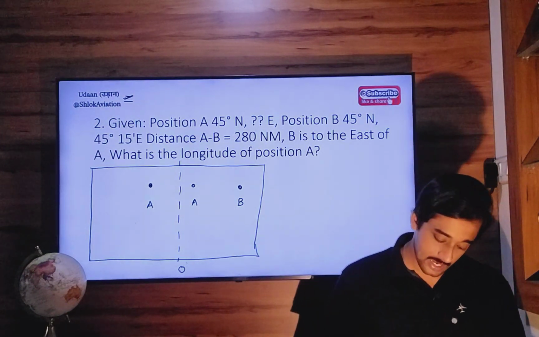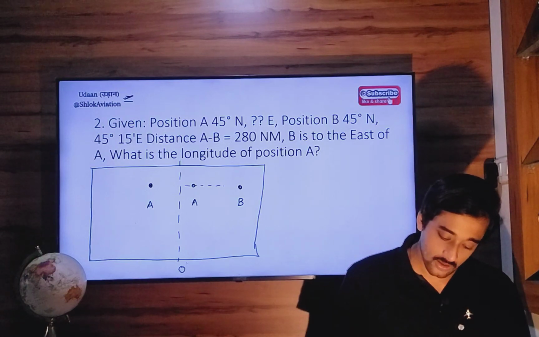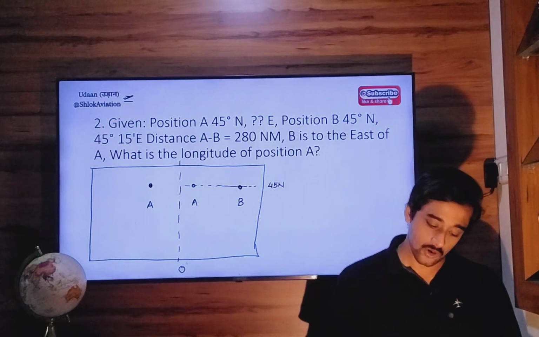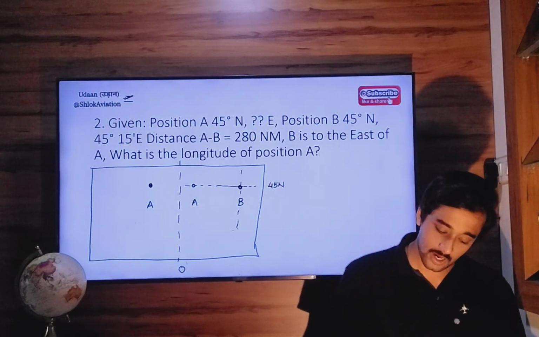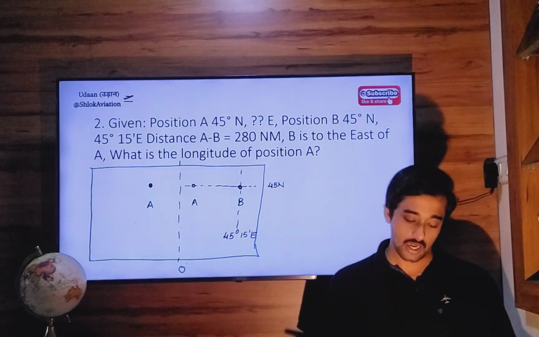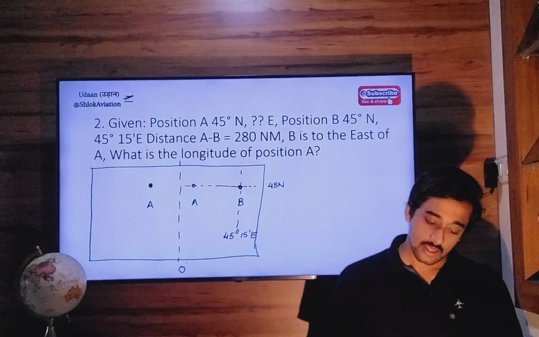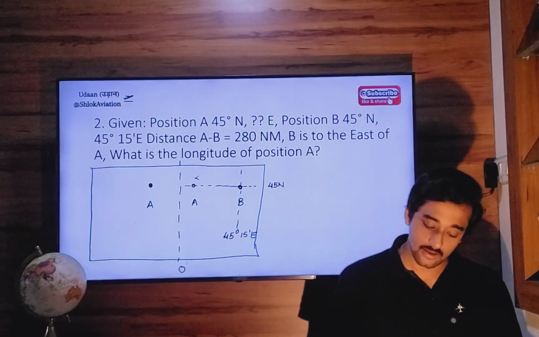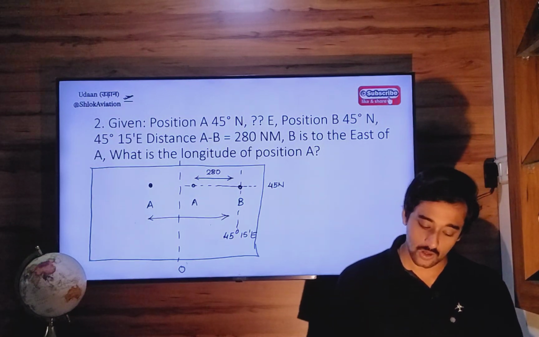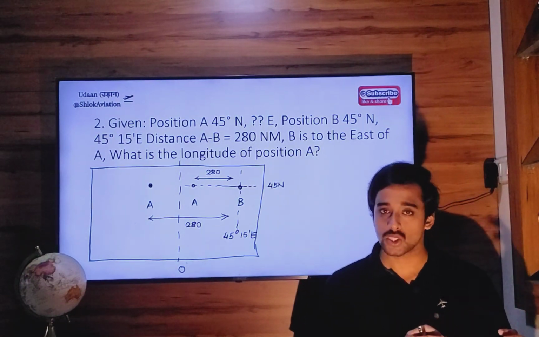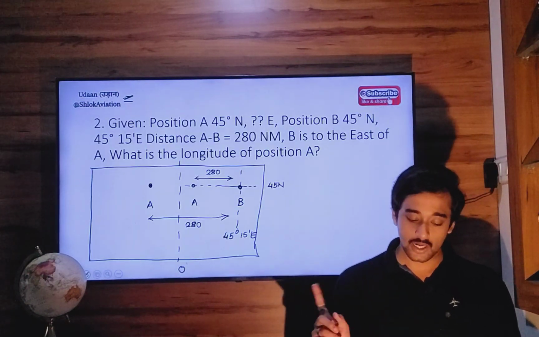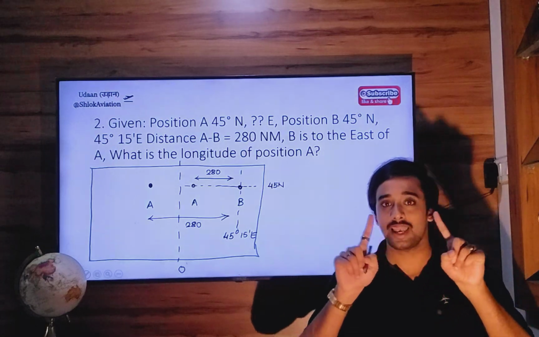Now both are at the same latitude, 45 degree north. Longitude of Bravo is 45 degree 15 minutes east. We have to find the longitude of A. Now distance between them is 280. So it can be 280 like this, or it can be 280 like this also, if Alpha is in the western hemisphere.